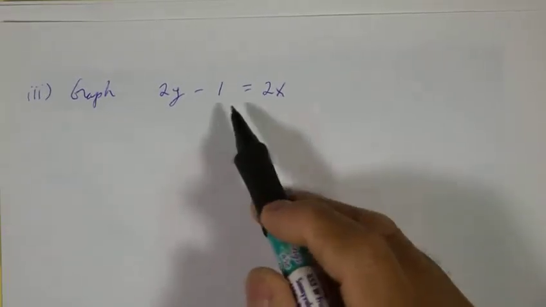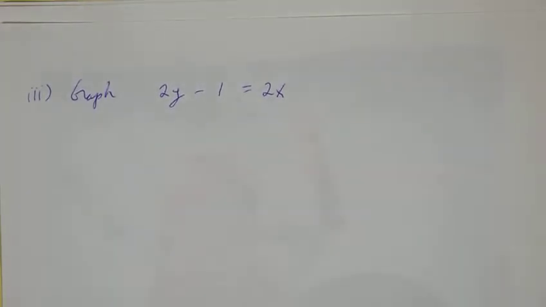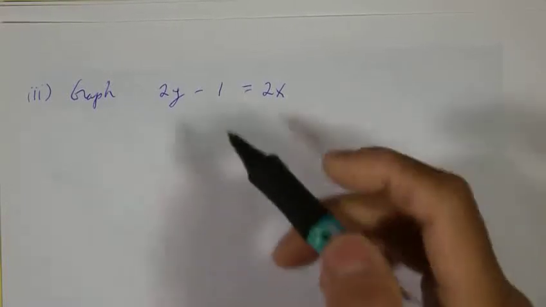Graph 2y minus 1 equal to 2x. Now before you do anything, as before, I want to ask you to try it on your own. So pause the video and then come back to watch the solution. I'm back now. Have you done it yourself?